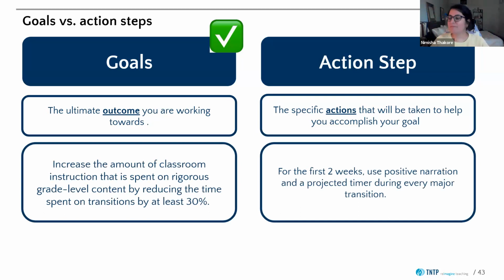So let's look at some examples. A goal could be increase the amount of classroom instruction that is spent on grade level content by reducing the time spent on transitions by at least 30%. That's a goal. That's an ultimate outcome we want to see. An action step to help a teacher get to that goal could sound something like, for the first 2 weeks, use positive narration and a projected timer during every major transition.